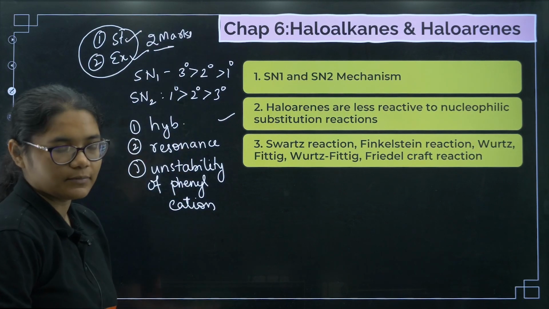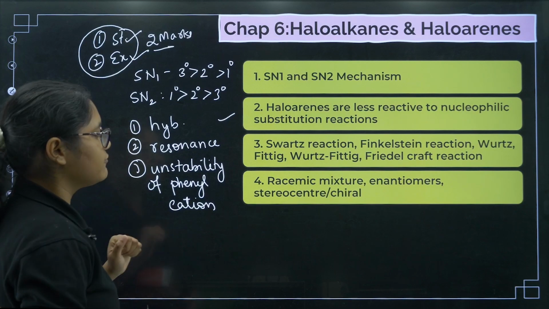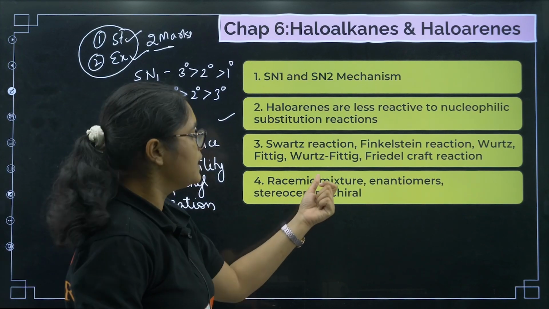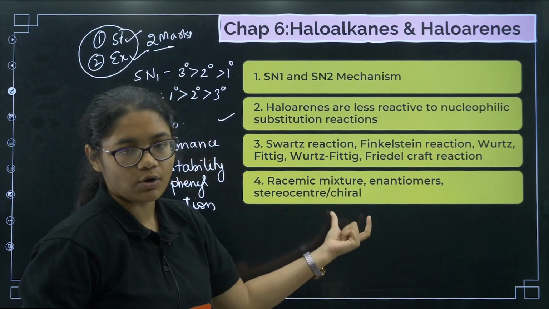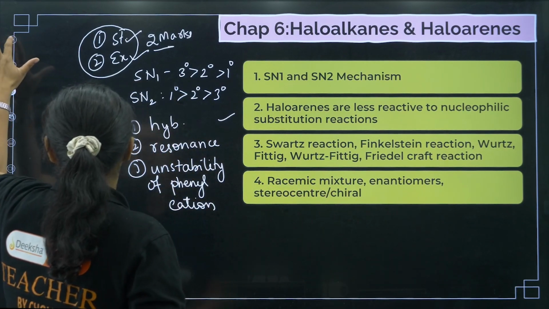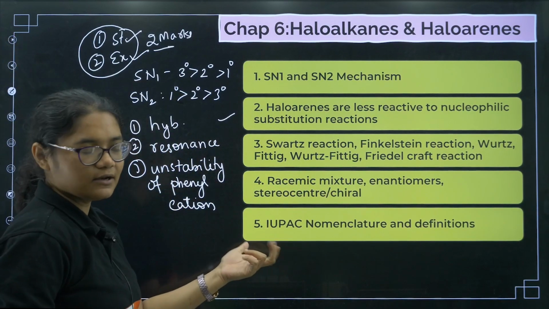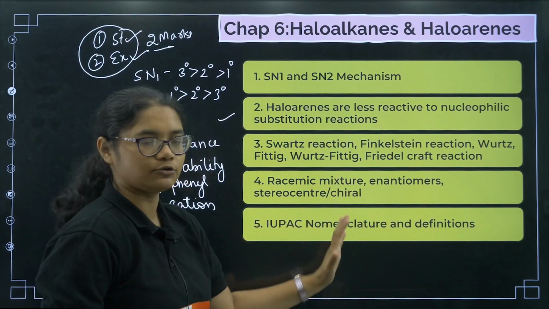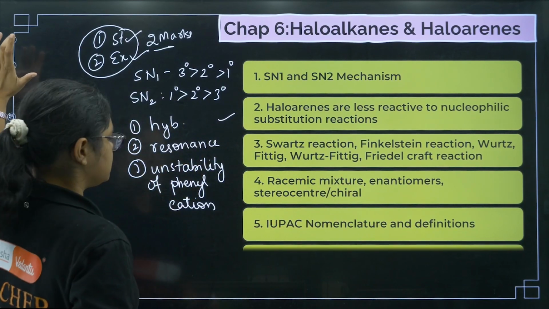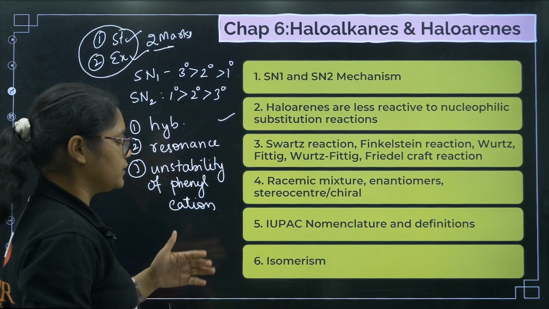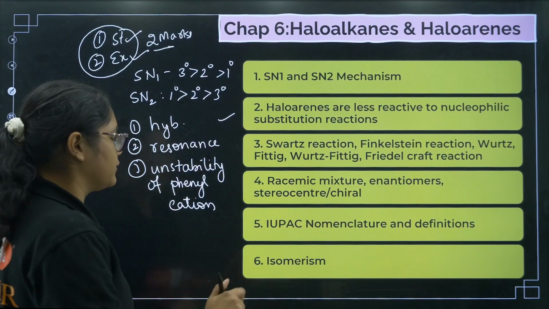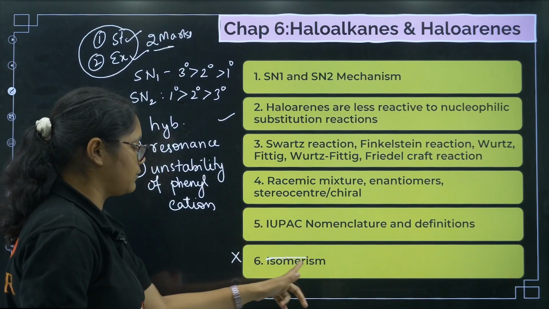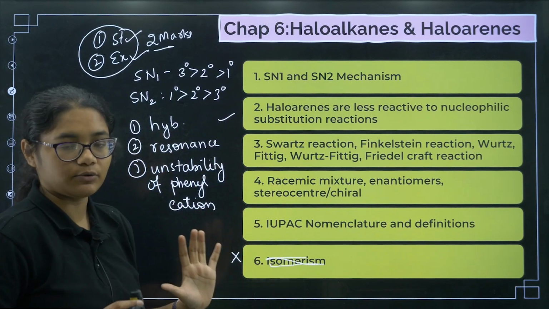Okay. After this we have some definitions that you should focus on from this particular chapter: racemic mixture, enantiomers, stereocenter or chirality. Okay. Next you have nomenclature, and after that you should be knowing certain definitions, like these all definitions that you should be knowing. Okay. Next we have isomerism. So this isomerism is from the previous one, from coordination compounds, so that's not required. Okay, so these are the things that you need to focus on.